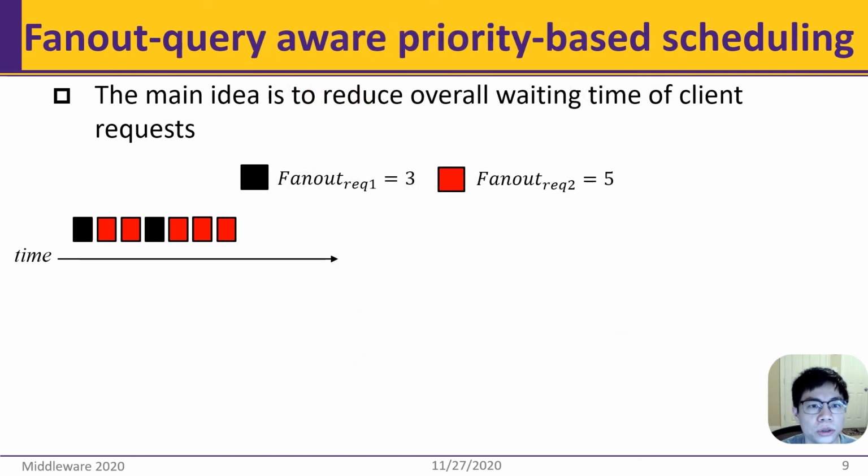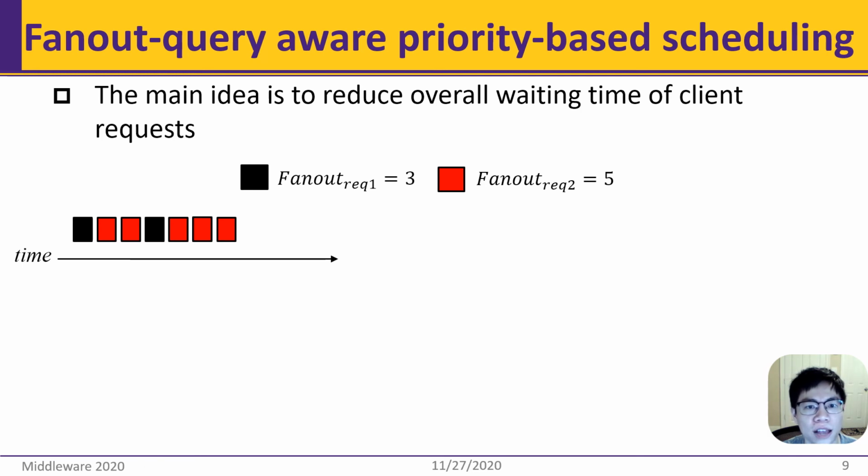We further introduce a Fanout query-aware priority-based scheduling algorithm to minimize the tail response time of the DoubleFaceAD server. The main idea of our algorithm is to reduce the overall waiting time of client requests by first handling those Fanout queries that can assemble a complete response to a client request in the current event handling phase. For example, like the two requests with different Fanout factors in the figure. Request 1 has Fanout factor 3, and request 2 has Fanout factor 5.